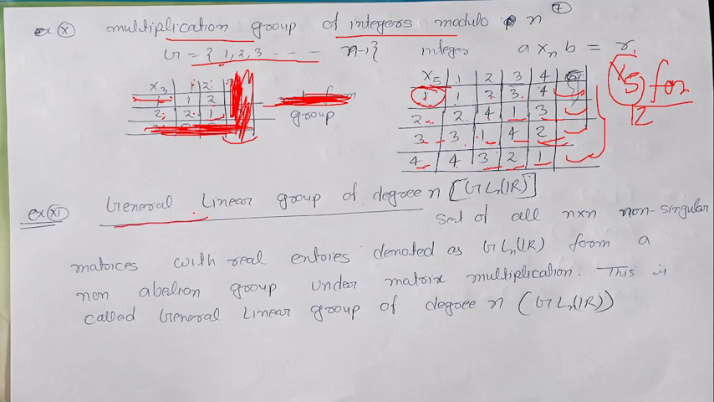Here are some special groups, like the general linear group of degree n.